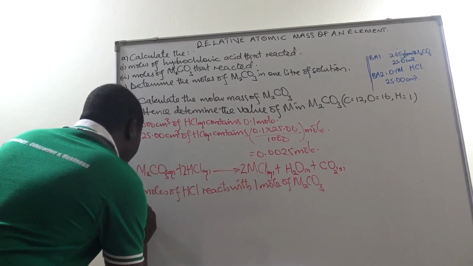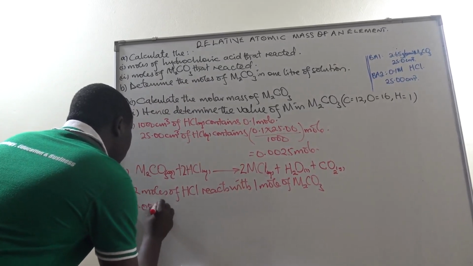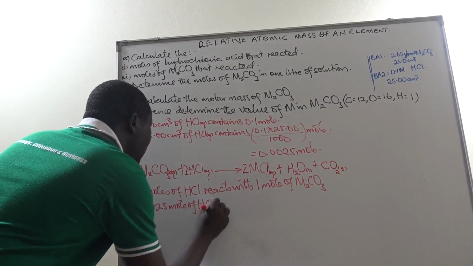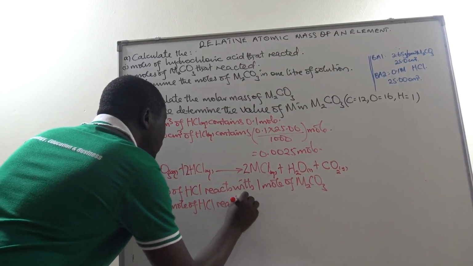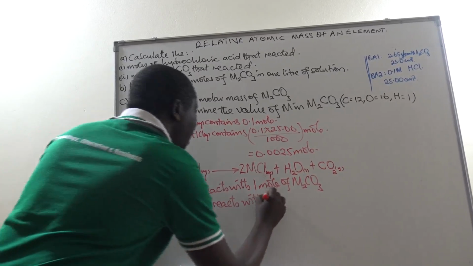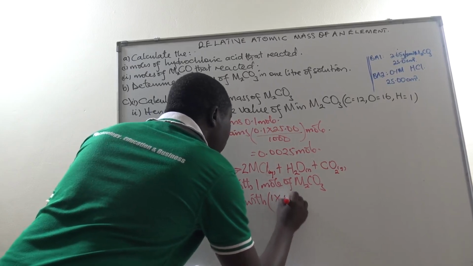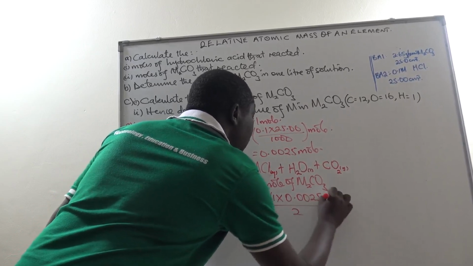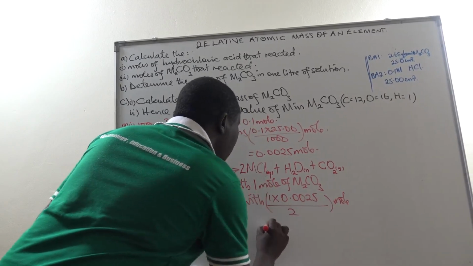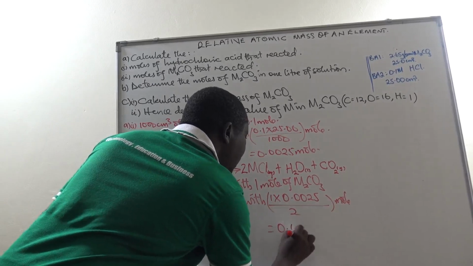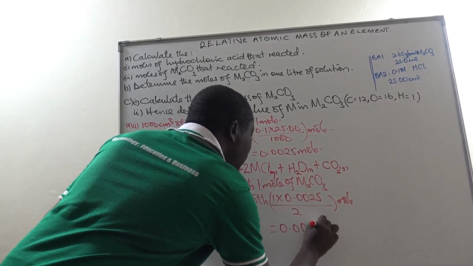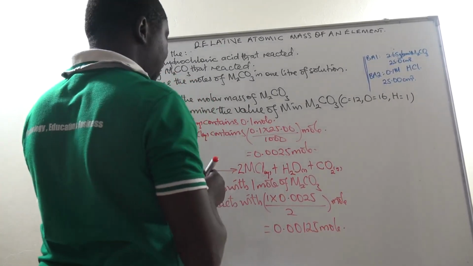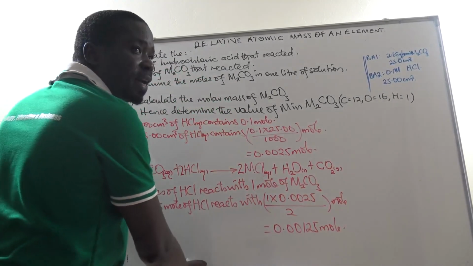And then what of this number of moles? The 0.0025 mole of hydrochloric acid, in this case, reacts with, and we cross multiply, 1 times 0.0025 over 2 mole. And what do we get in this case? It will be 0.00125 mole. That's the number of moles of this M2 carbonate that reacted.